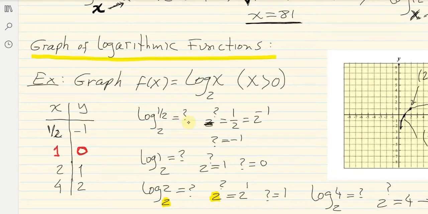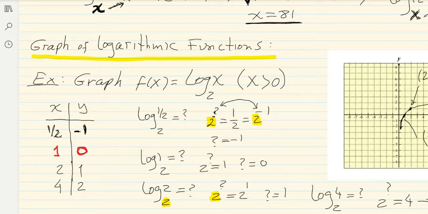Okay. And here I have 2 and I have 2 here. Bases are the same, so exponents must be the same. Therefore, the question mark has to be -1. And that is the answer to log base 2 of 1/2. So that's how I got this -1 in the y column.